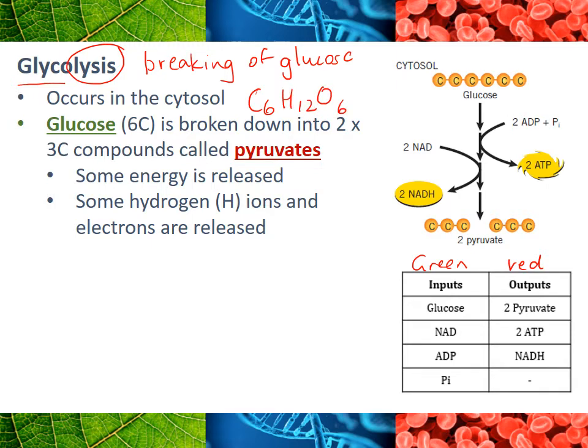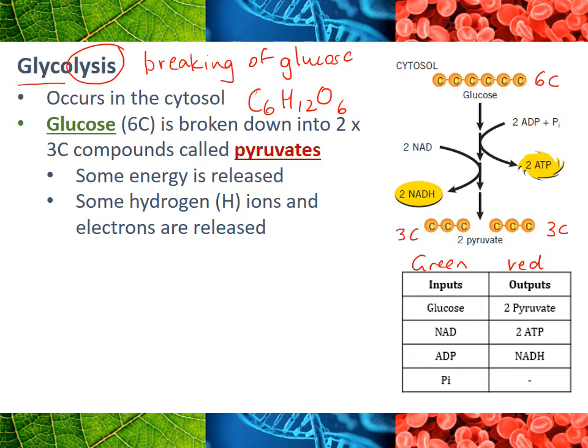So our glucose gets broken into 2 compounds called pyruvates, and each of those has 3 carbons. So if you think here, we've got our glucose, we've got the 6 carbons here. It'll go through this process and we get a 3-carbon pyruvate here and another 3-carbon pyruvate here. During this process, a few things happen.